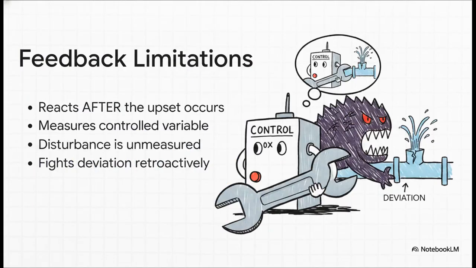Right. So the absolutely crucial point here is this: feedback control reacts after the upset occurs. That is its main vulnerability. Because the disturbance variable is unmeasured, the system is essentially blind to the incoming problem until our villain, that deviation from the set point, has already attacked. It fights the deviation retroactively. Now, don't get me wrong, it's incredibly reliable, but by definition, it means your process has to experience an error before it can actually step in and fix it.